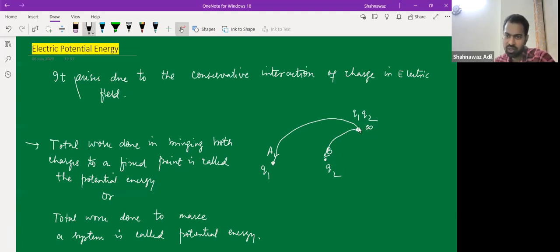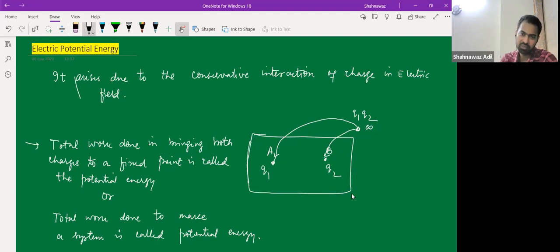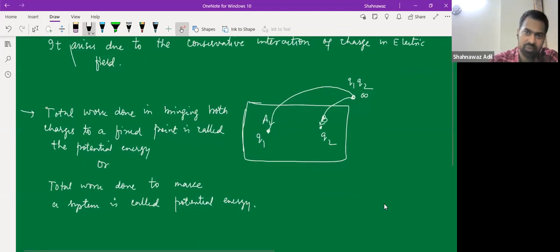One is that you take Q1 charge from infinity to A, so there will be some work done, right? And then after you have taken Q1 to point A, what you do is that you take Q2 from infinity and bring it here at point B. And there is some total work done. So that total work done is called the potential energy. Is that clear, guys? Yes, sir. Yeah, please note it down and then we will derive the formula. Please note it down.